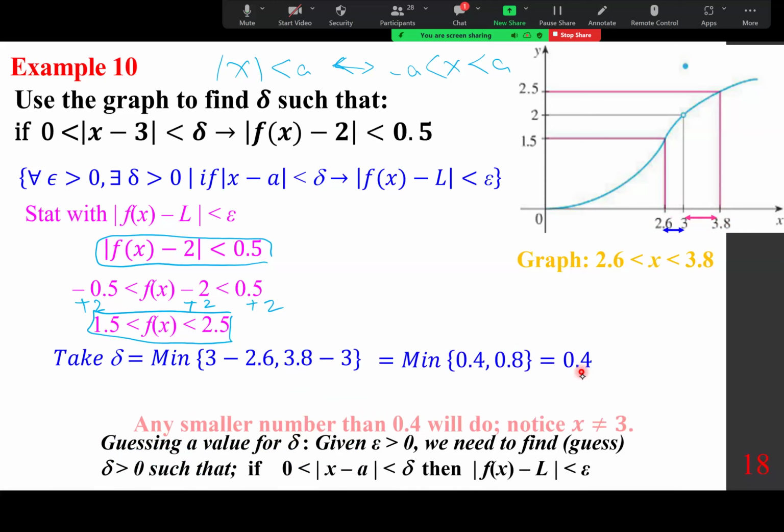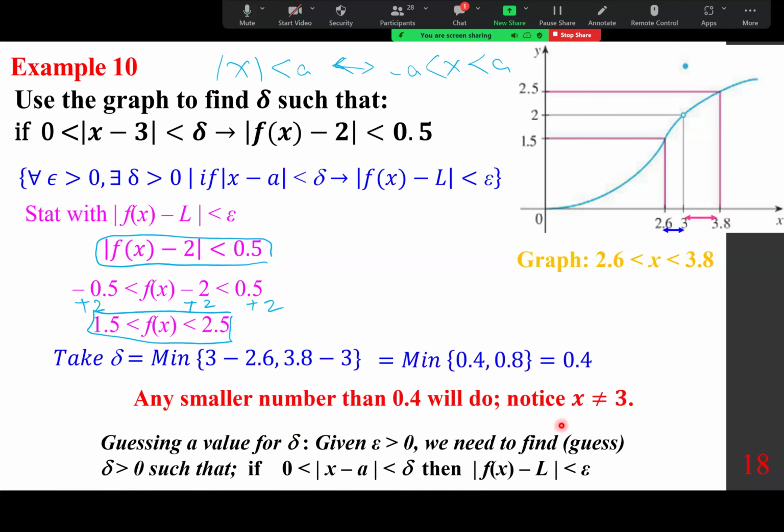And any smaller number than 0.4 will do, and notice x can't be 3. Why is it that we have to choose the minimum? Because if you choose the maximum, if you choose 0.8, and therefore you go 0.8 on this side, then it will take f of x outside the range of absolute value of f of x minus 2 less than 0.5. So whenever these two numbers are different, the distances from 3 to those two numbers are different, you choose the smaller of the two. And any number smaller than that will, of course, do the job.